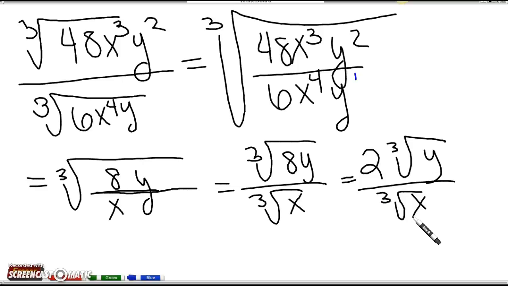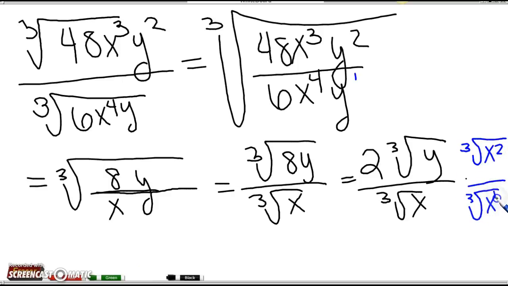Now, if you remember, we don't want to leave radicals in the denominator, so I'm going to have to find something to multiply to get rid of that cube root. So since I'm dealing with cubes, I'm going to multiply the top and bottom by the cube root of x squared. And I chose x squared so that when I multiply x squared times x, I get x to the third, and that gives me just plain old x.